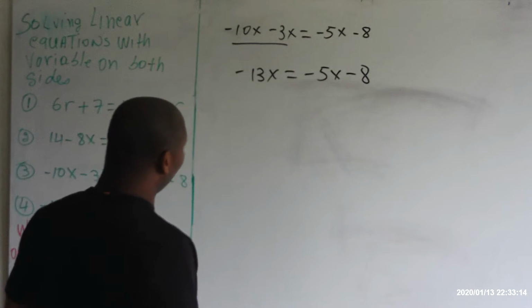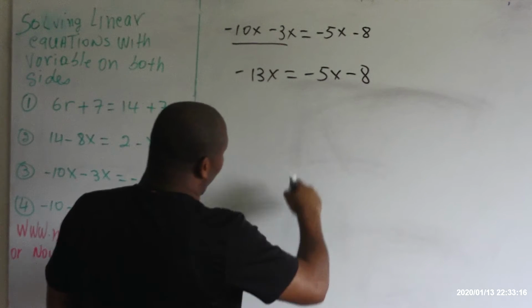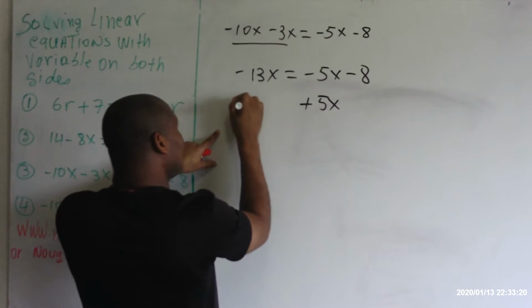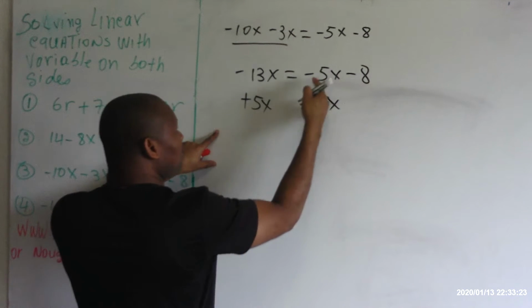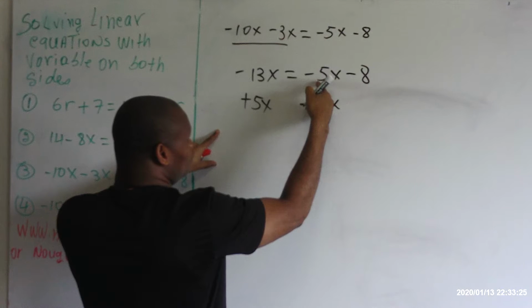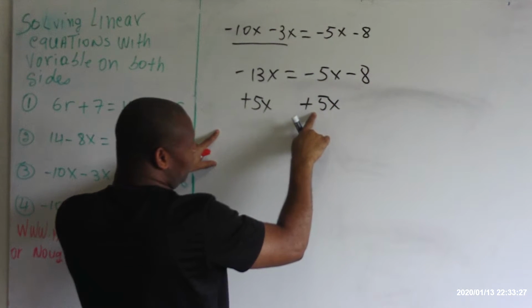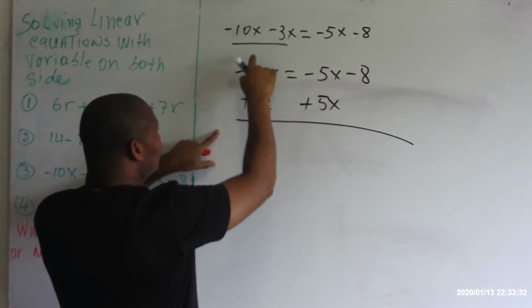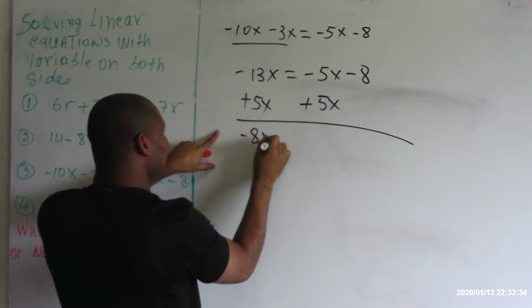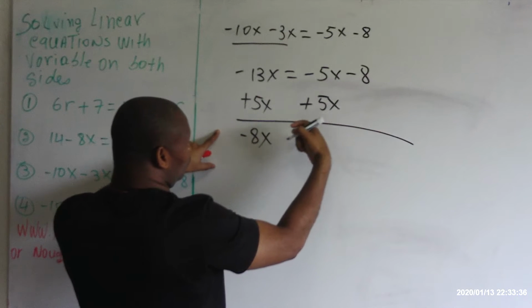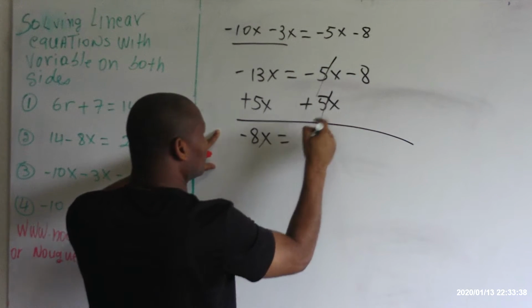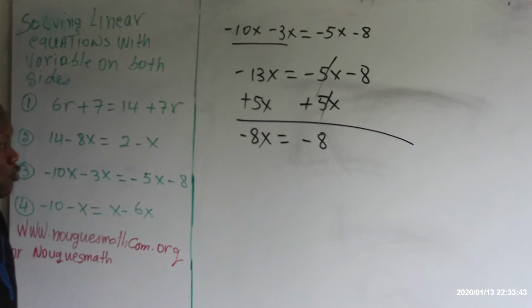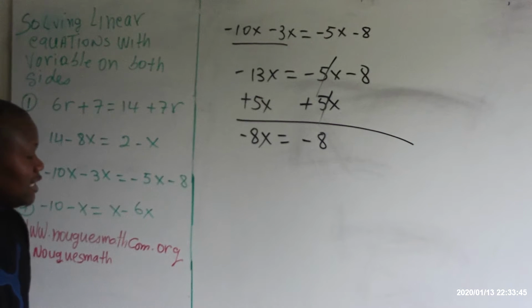So what we're gonna do, we're gonna start adding variable first. Let's add 5x both sides. Because we have a negative 5x right here, we come with a positive 5x. Okay, that's very simple. So this one is gonna be negative 8x. We subtract. So this one is cancelled. Negative 8. So our long equation become very simple.